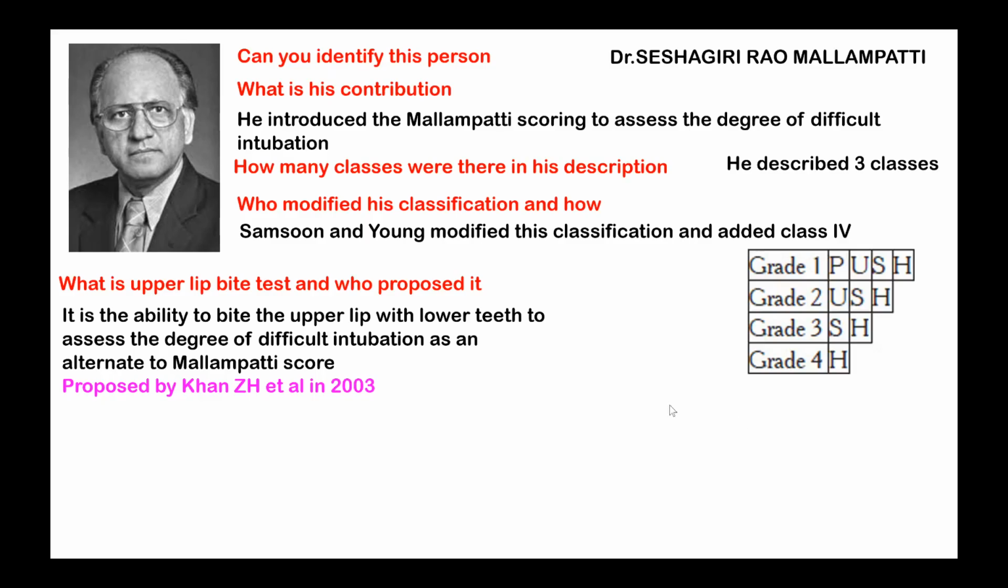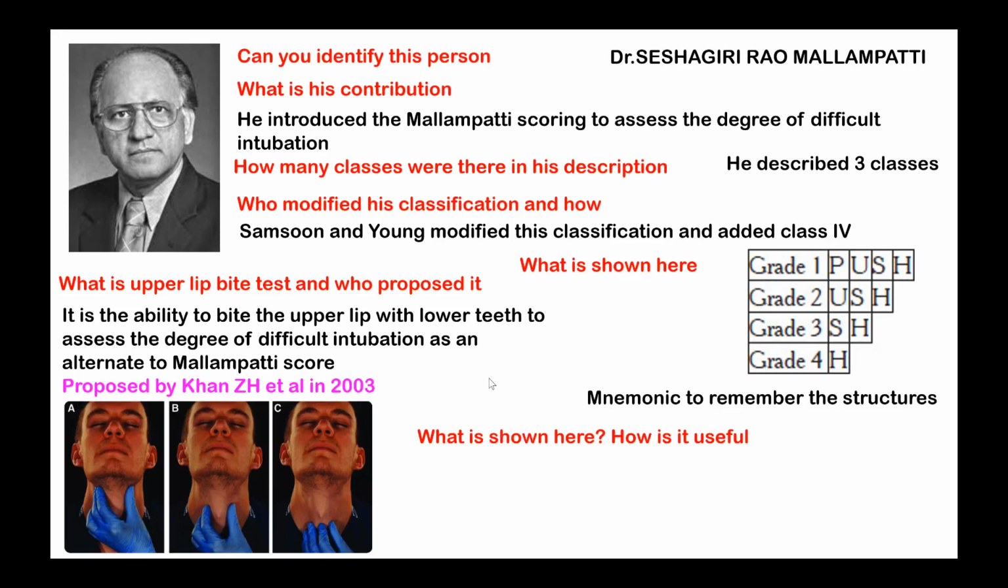What is this? Mnemonic of Mallampati grading, sir. This is a mnemonic to remember what are all the structures you see in the various grades of Mallampati. Grade 1: pharyngeal wall, uvula, soft palate, hard palate. Then grade 2, you don't see the pharyngeal wall, you see only the uvula, soft palate and hard palate. Grade 3, you see the soft and hard palate. Grade 4, you see only the hard palate. This is a mnemonic to remember the structures seen.